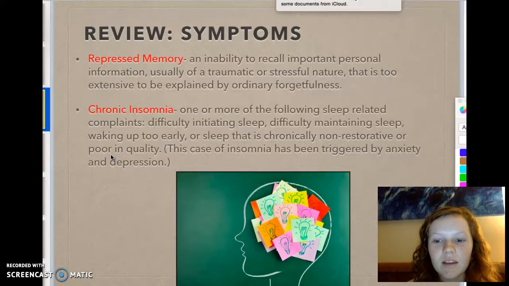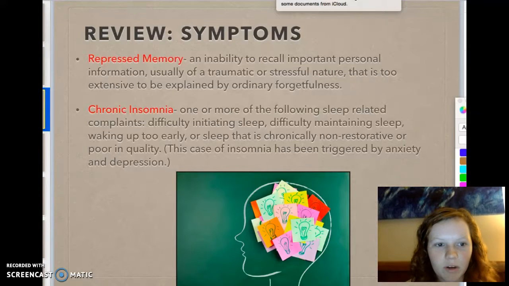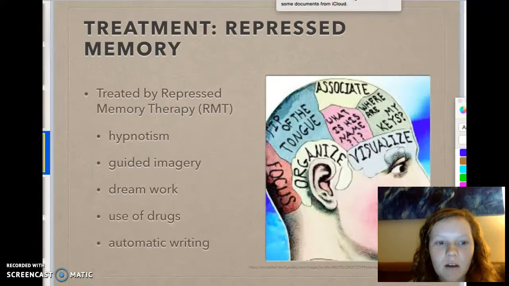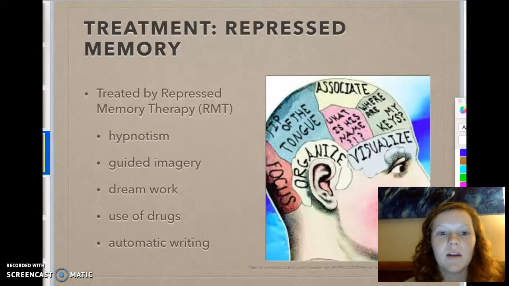And then the second one is chronic insomnia, which is one or more of the following sleep-related complaints: difficulty initiating sleep, difficulty maintaining sleep, waking up too early, or sleep that is chronically non-restorative or poor in quality. This case of insomnia was triggered by anxiety and depression, Wes's insomnia. So that's just a review from the previous project. Alright, so on to treatment of repressed memory.